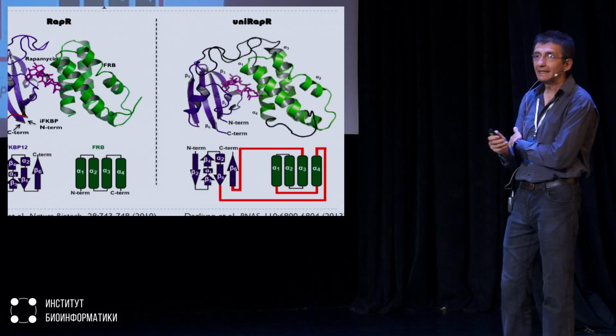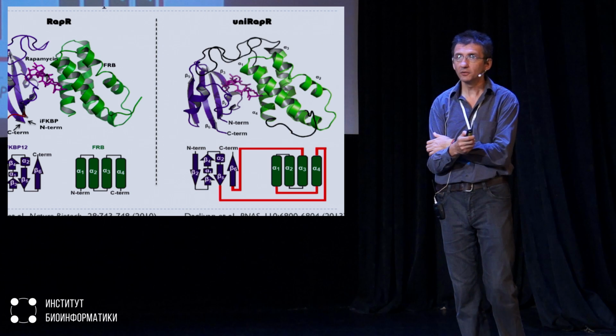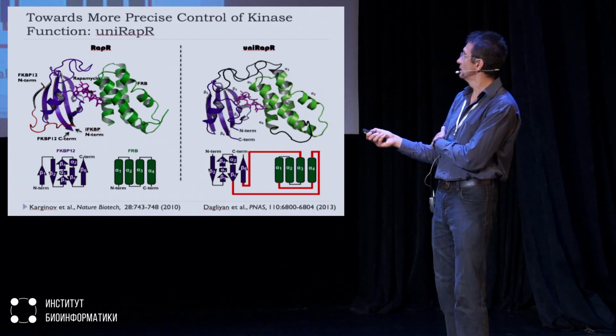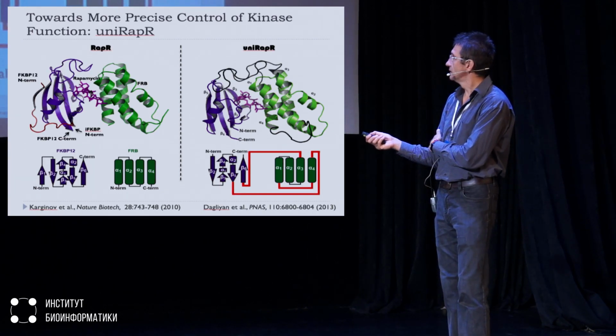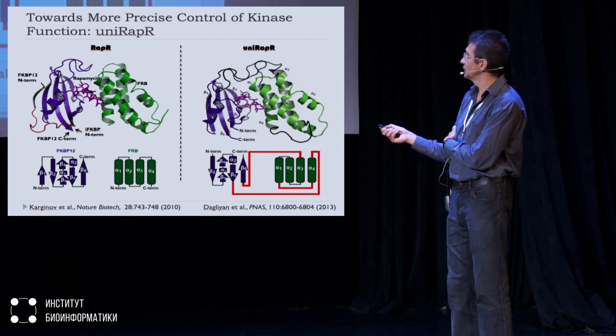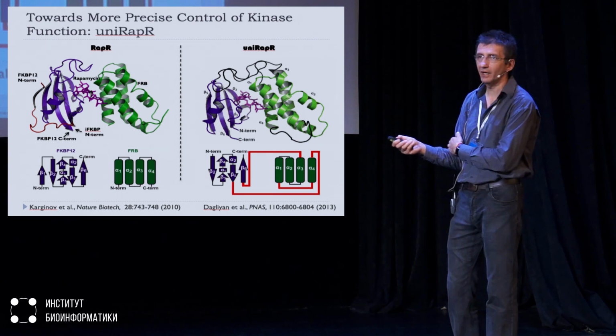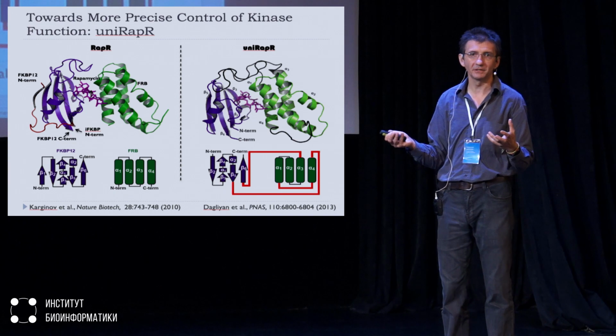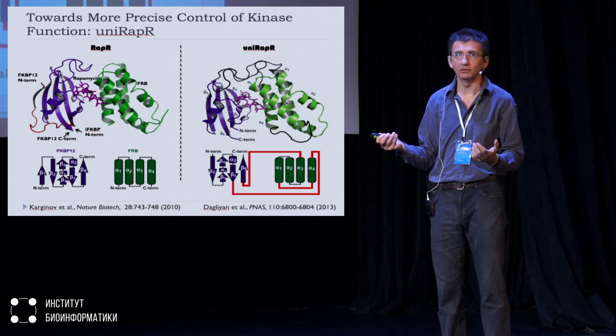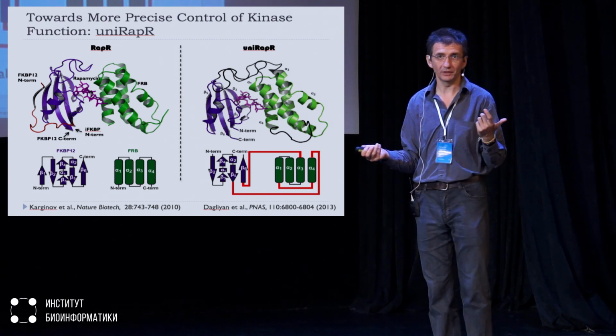All right. That system was too complex. If you show it to biologists, they say, well, listen, you have one protein, you have another protein, you have to introduce a drug. To do these experiments in living cells, you have to have too many controls. Can you guys make one protein?